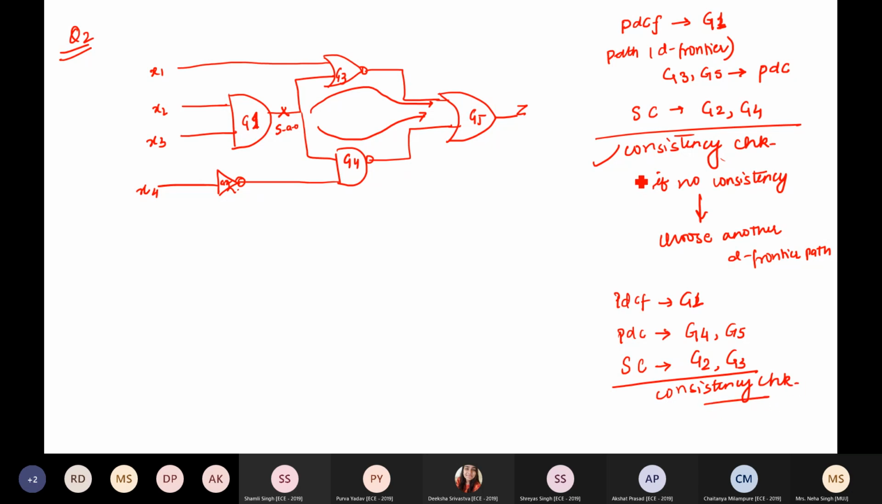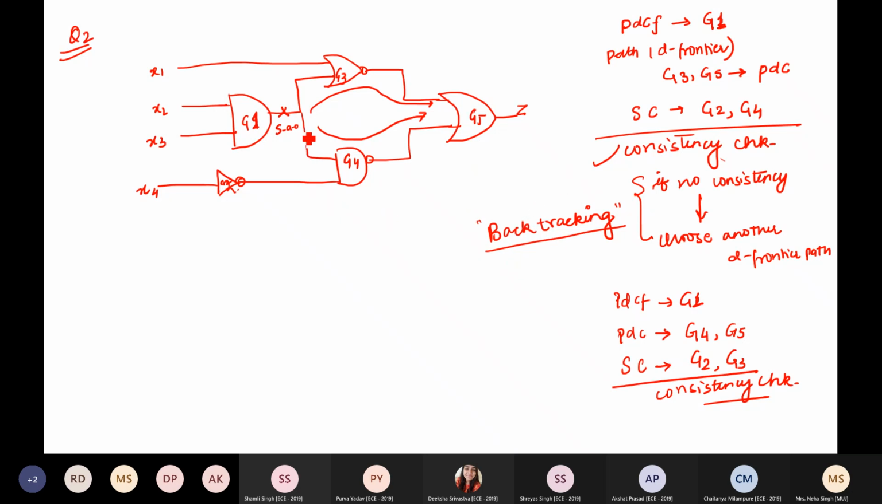Right? This process of finding the next path or using the next path is referred to as backtracking. This is generally the issue with the D algorithm, because if there is a single path, then fine, we know the path which is required for the propagation of the fault. But if there are multiple paths, we may fall into the trap of backtracking.